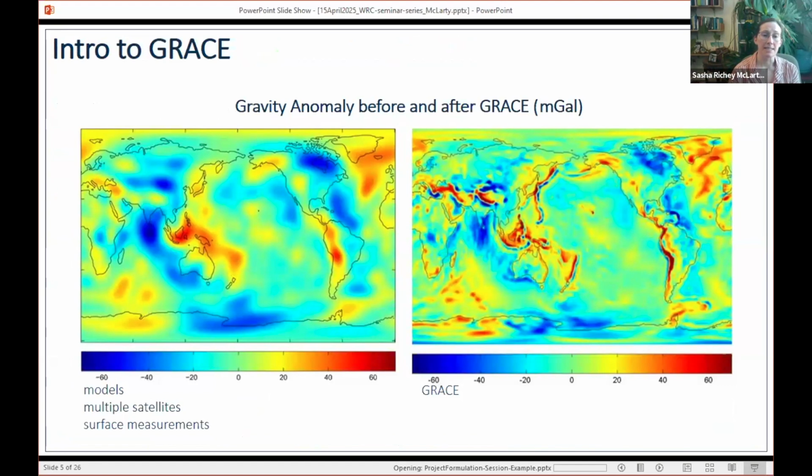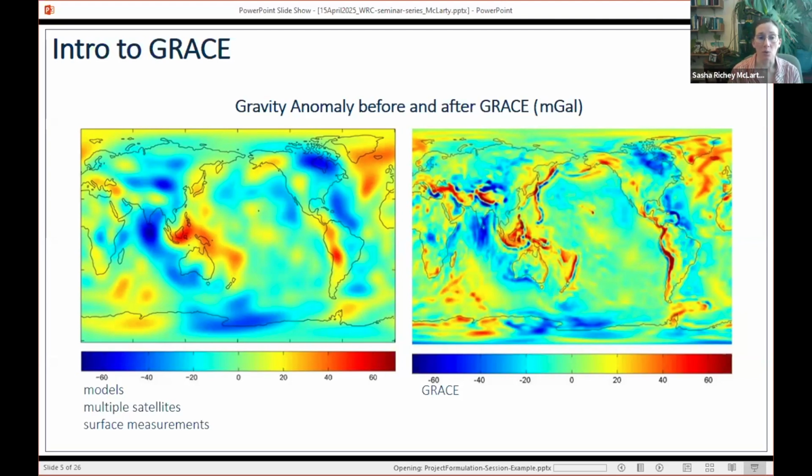On the left is an image of Earth's gravity anomaly, so deviations from the mean before GRACE was launched. GRACE was really launched to just better understand Earth's gravity field and not for hydrologic applications. After GRACE was launched, this was actually just a few months after, on the right, you can see that our understanding of where gravity anomalies were higher or lower really tightened up in resolution.